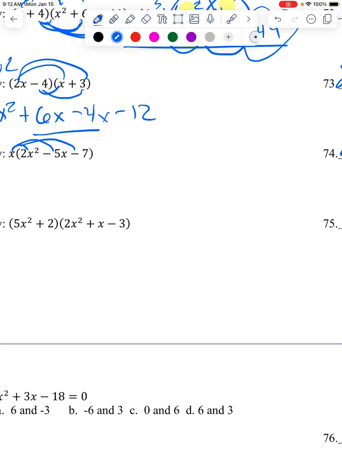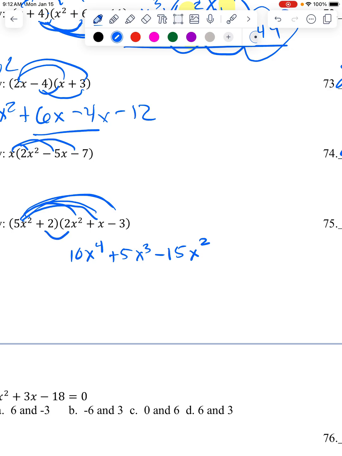And then this one's back to double distributing. I have to multiply everything by 5x squared. So I'll get 10x to the 4. Here I'll get 5x to the 3rd and minus 15x squared.